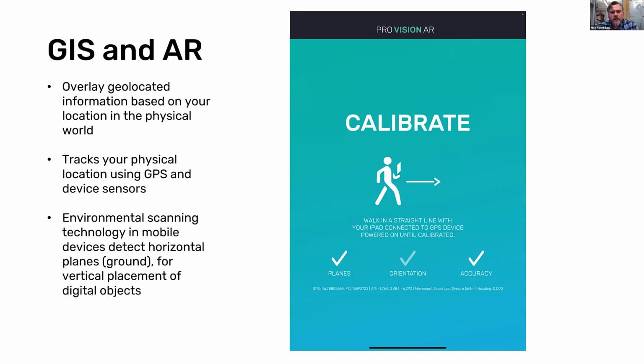You can see on the calibration screen on our app there are 3 check marks. The planes, we talked about that. The orientation: when you're walking along in a straight line, it's doing 2 things. It's detecting the planes, and it's also taking your GPS coordinates in multiple locations to correctly orient you to true north, essentially. And then the accuracy checkbox is just saying that your GPS accuracy is within whatever parameter we set that to be.